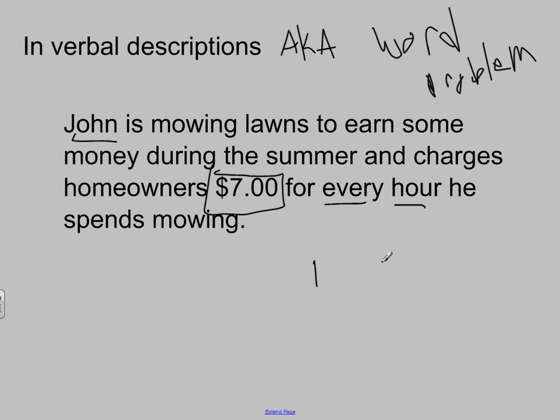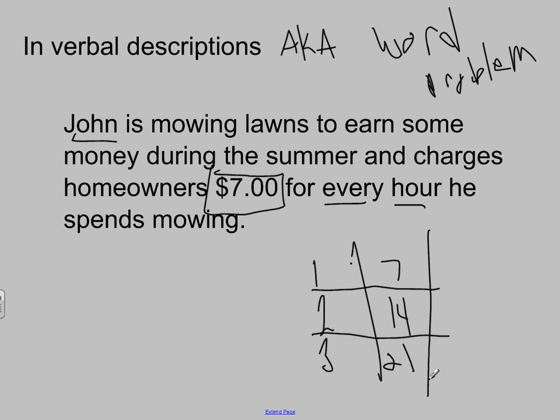So after 1 hour, he gets $7. After 2 hours, he gets $14. After 3 hours, he gets $21. Each time, my ratio of how much he earns to how many hours he works is 7 over 1. This 14 over 2 simplifies to 7 over 1. 21 over 3 simplifies to 7 over 1. So what would my constant of proportionality be? K equals 7. And you don't even have to make this chart to see that.